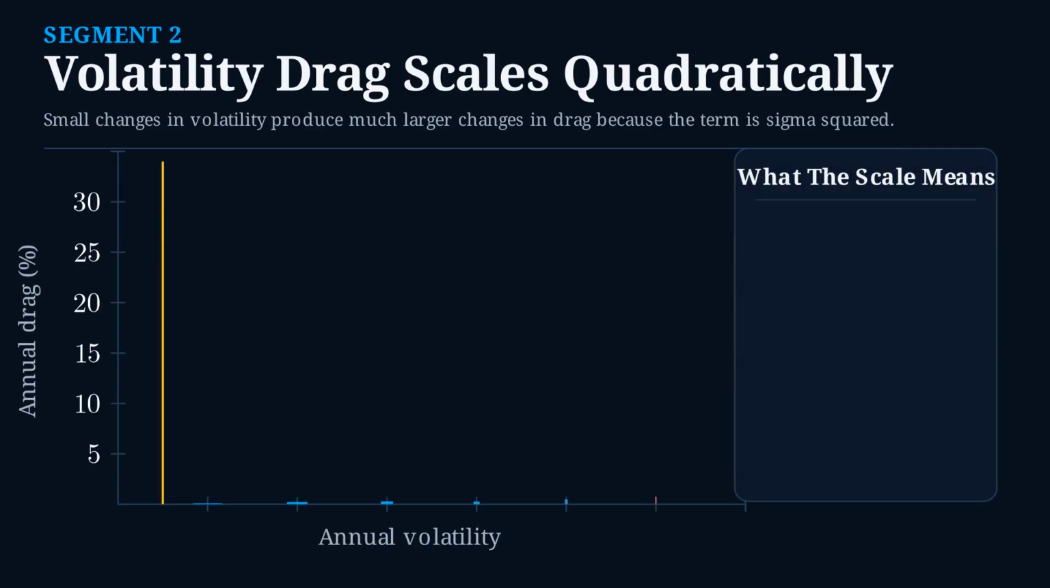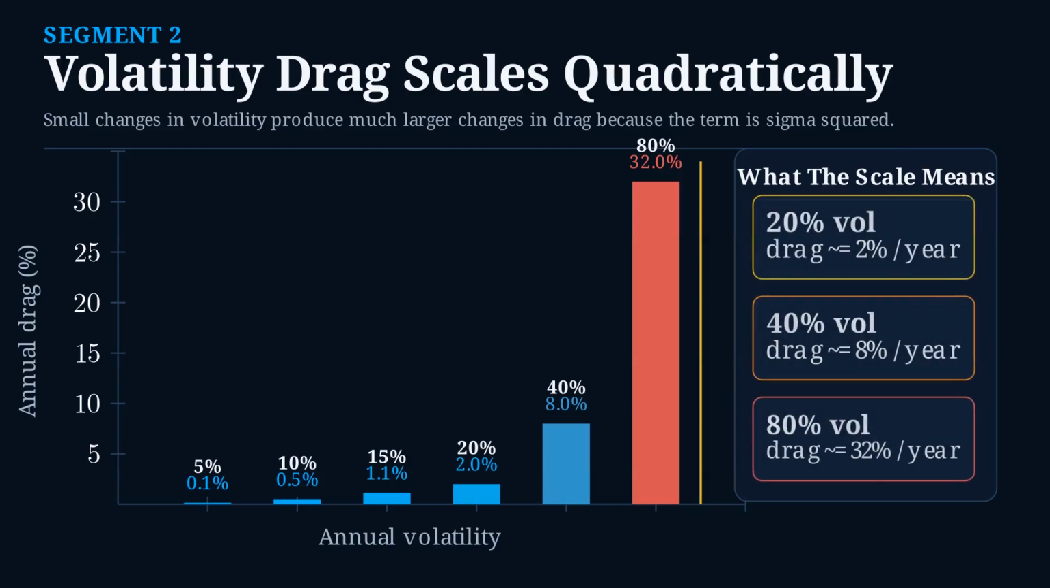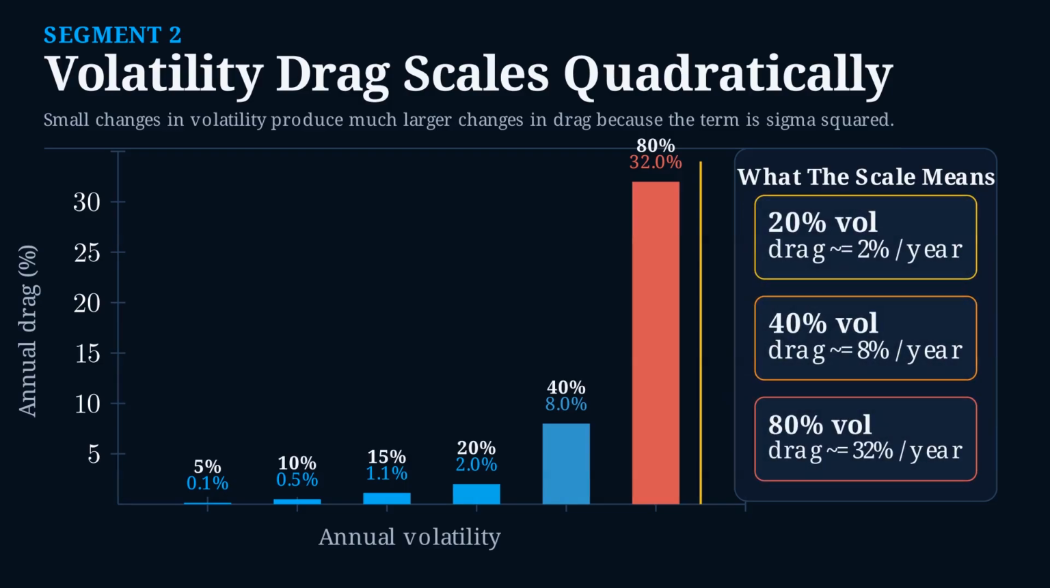Now, look at what quadratic scaling means in practice. At 5% annual volatility, drag is almost negligible. At 10%, it is still manageable. By 15% and 20%, the cost becomes meaningful. Around 20% annual volatility, the drag is roughly 2% per year. At 40% volatility, the drag jumps to roughly 8% per year. At 80% volatility, the drag explodes toward 32% per year.